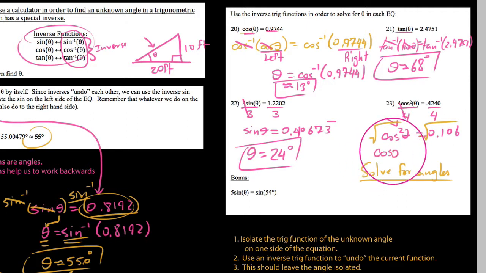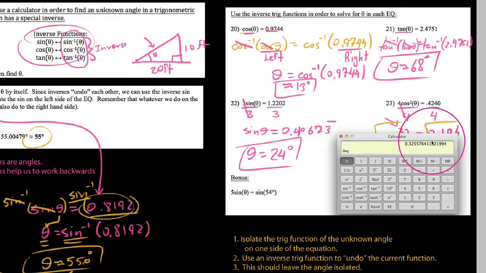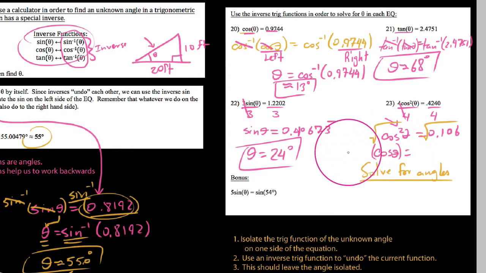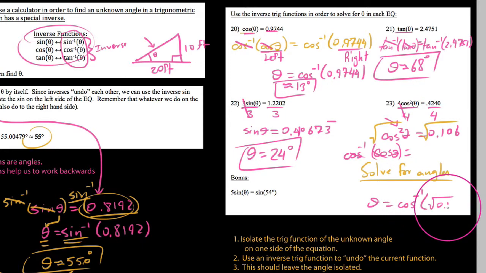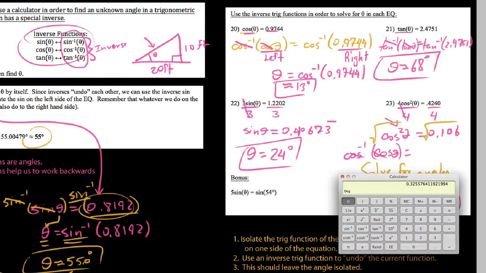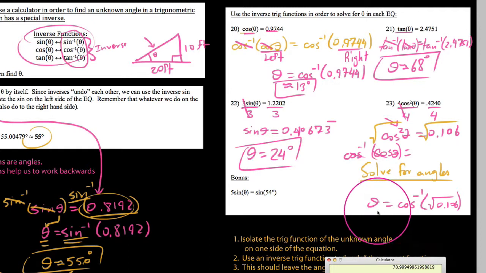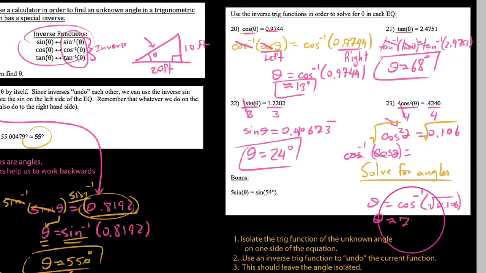And so now we have just left cosine of theta is equal to the square root of this number. We're going to take the square root of this. So here's our square root. And so now I have the cosine of theta equals this number. And honestly, I'm getting quicker at this. We say to undo the cosine and leave behind the angle, we'll just do cosine inverse of both sides. So we get theta equals cosine inverse of the square root of 0.106, which we already calculated on the calculator to be this number here. We need to do the cosine inverse of this. So we get about 70.99. So theta here is approximately 71 degrees.